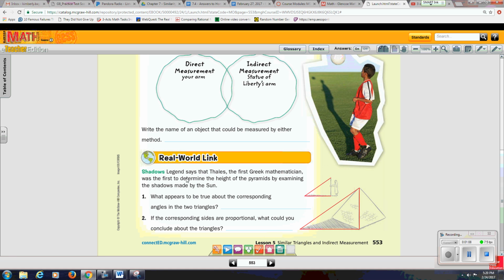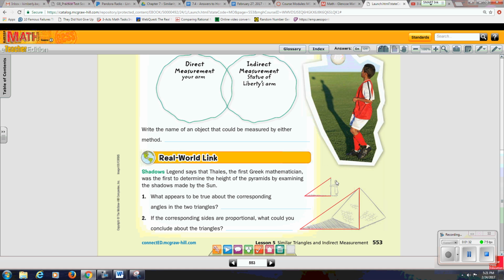And I want to point this one out right here. Legend says that Thales, who was the first Greek mathematician, was the first to determine the height of the pyramids by examining the shadows made by the sun. So indirect measurement is using something that we can actually physically measure to find the measurement of something we can't physically measure.